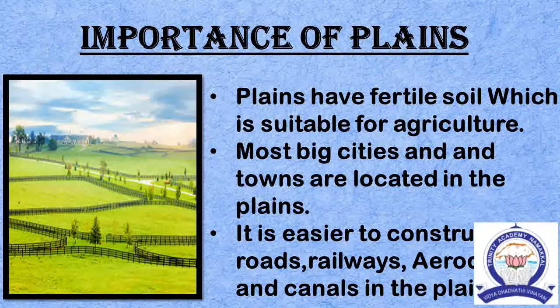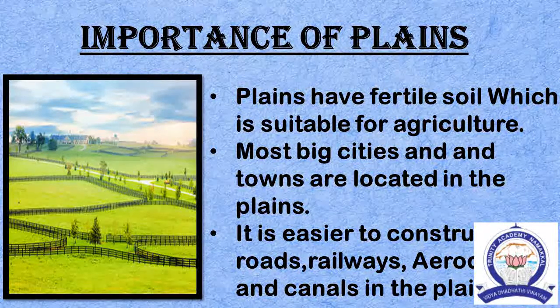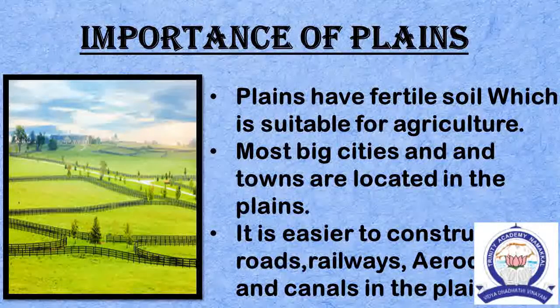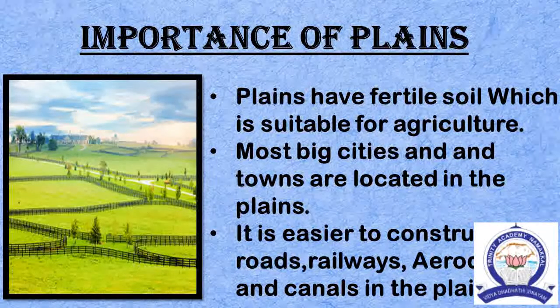Plains have fertile soil, and fertile soil is suitable for agriculture. Most ancient civilizations came up on the banks of rivers on the plains. Most big cities and towns are located in the plains. Children, why are most of the cities and towns located near the river banks? Because it is easier to construct roads, railways, aerodromes and canals.